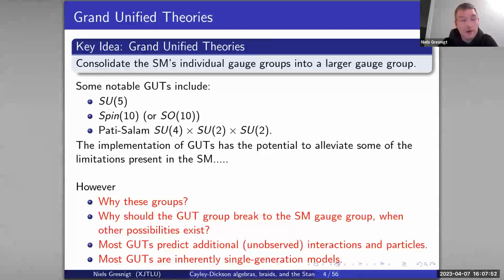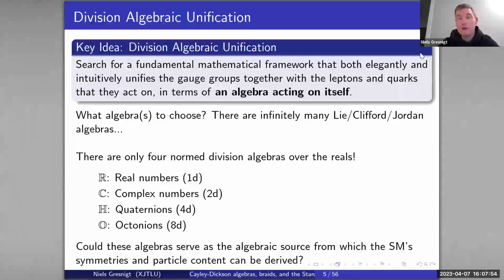So another approach, which is very interesting, and which I first came across a few years ago in Nichol Furey's thesis, was that people have been looking at division algebraic unification. And the approach there is to search for a fundamental mathematical framework which is going to contain both the gauge groups as well as the leptons and the quarks that they act on. And the idea is to do that in terms of some algebraic structure that is allowed to act on itself. Well, one immediate question then is, what should that algebra be?